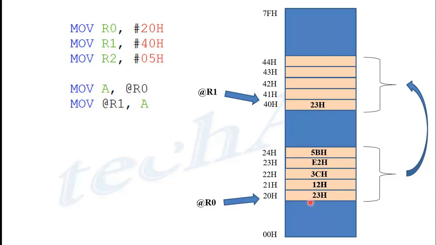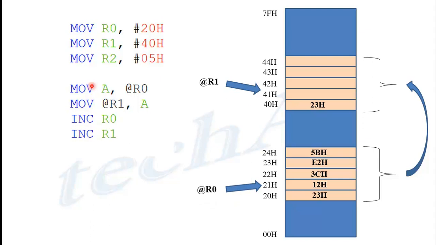Now, once the first data byte is transferred, our address pointers should point to the next locations. That is, R0 should point to 21H and R1 should point to 41H. For that purpose, we have to increment the values that R0 and R1 are pointing to. So after these two instructions, we have to execute the instruction INC R0, which will make R0 point to the next address. Similarly, INC R1, which will make R1 point to the next address location.